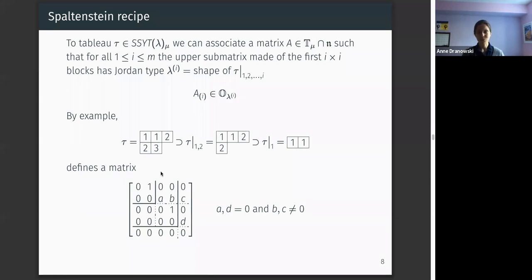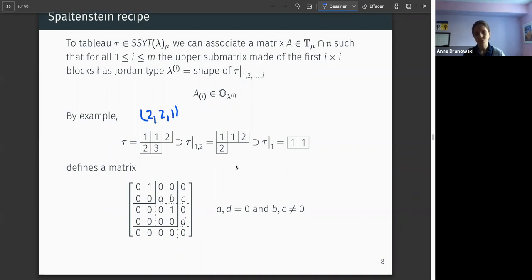Okay, so by example, what am I doing? So to a tableau here of weight 2, 2, 1, the weight is telling me just the multiplicities of those numbers which occur in the tableau.